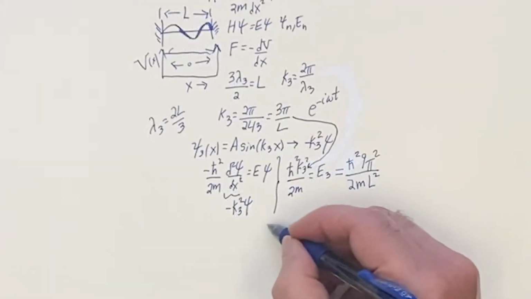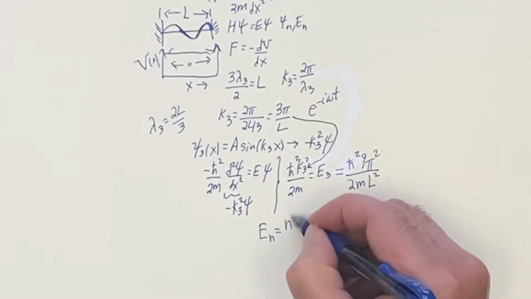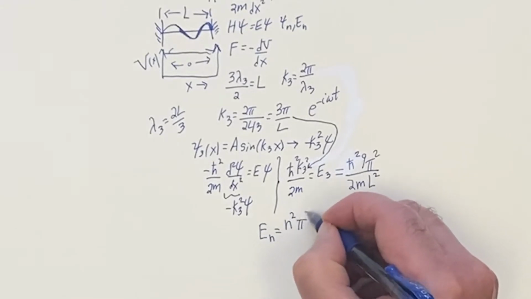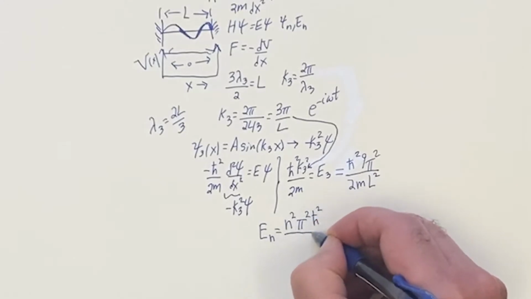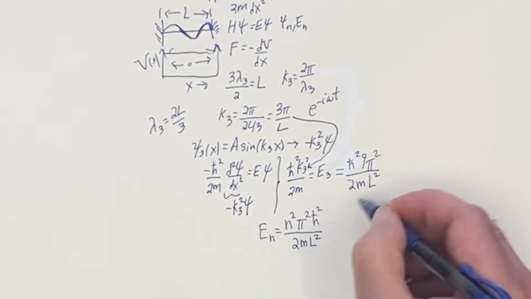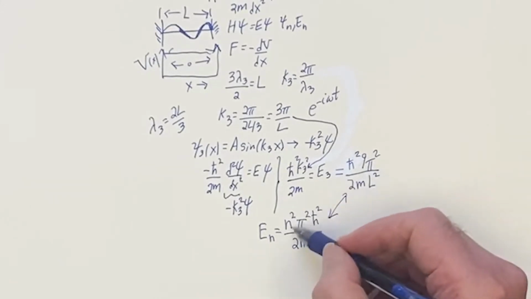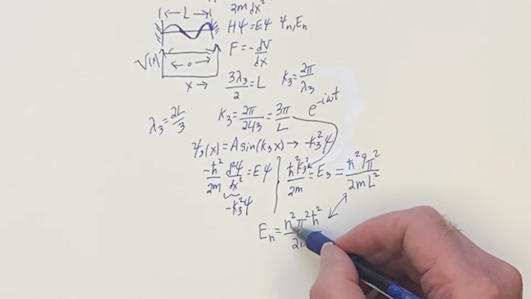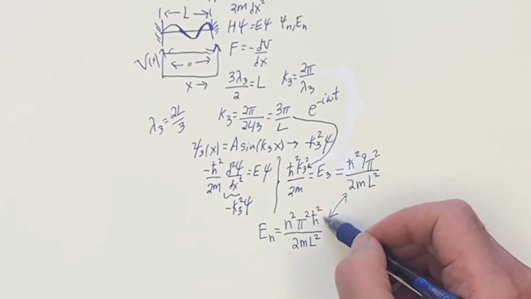Now, if you remember, we did the energy levels and it had the general formula, n squared pi squared h bar squared over 2m L squared. So looking at these two here, you see if the n is 3, you'll get the 9, and you'll have the pi squared and the h bar squared.